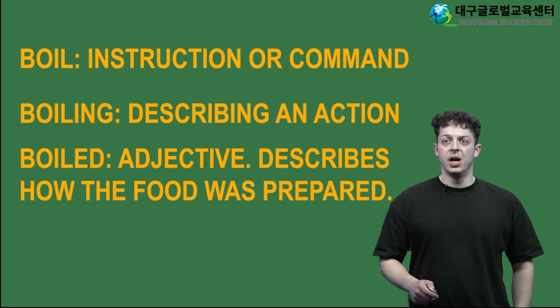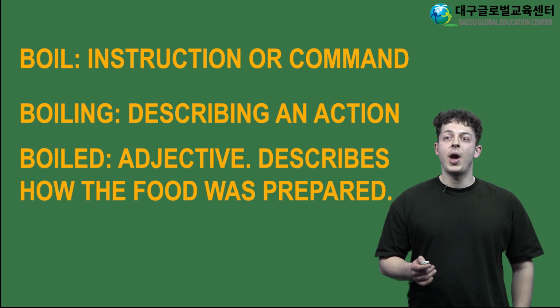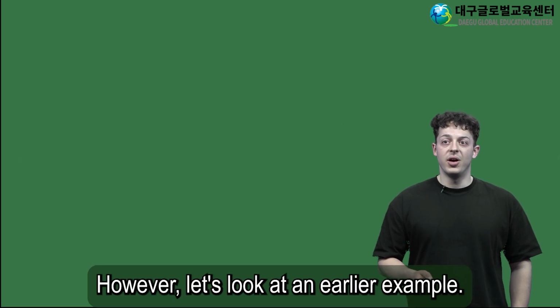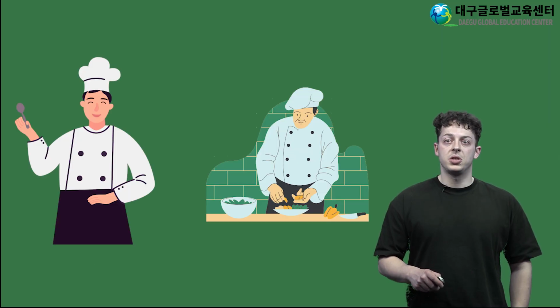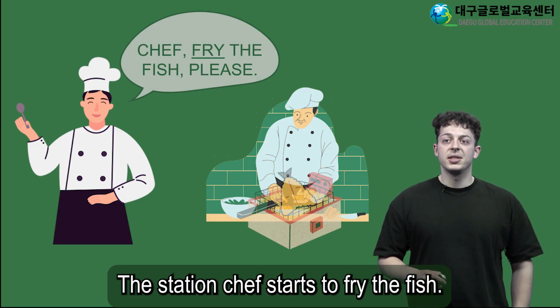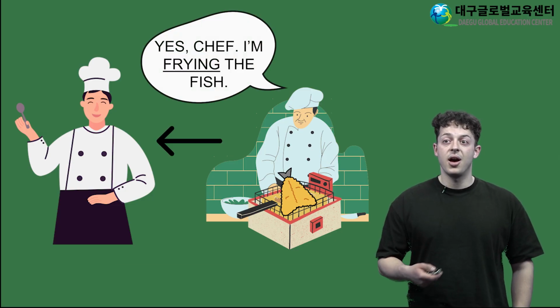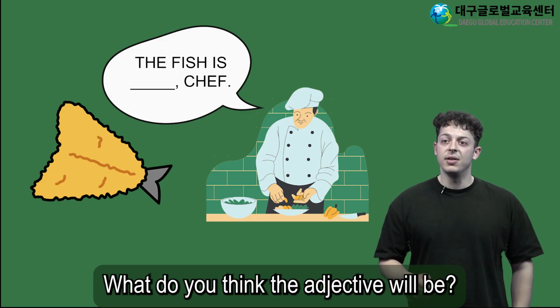With most verbs, you can add ed to turn the verb into an adjective. Sliced and boiled are two examples. However, let's look at an earlier example. The sous chef says, "Chef, fry the fish, please." The station chef starts to fry the fish and says, "Yes, chef, I am frying the fish." What do you think the adjective will be?